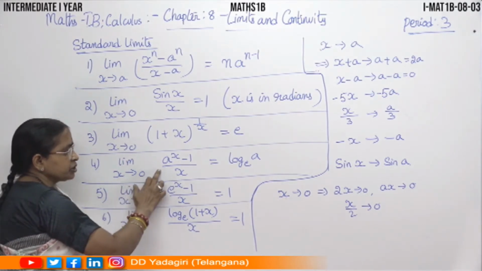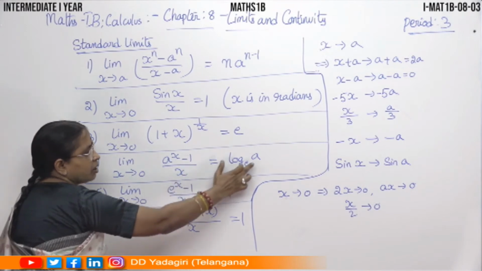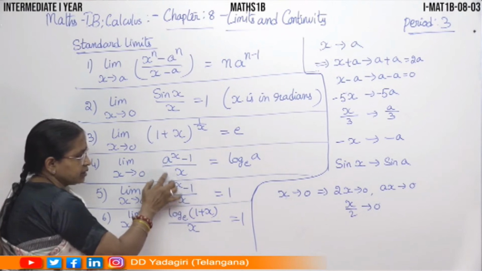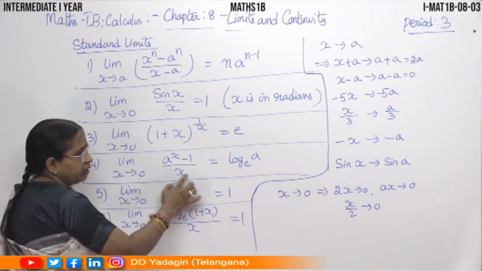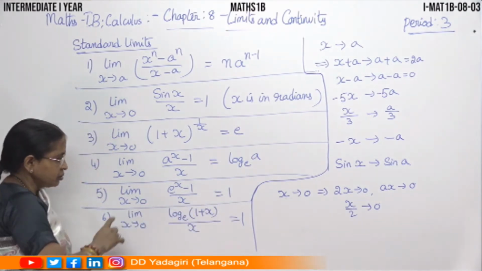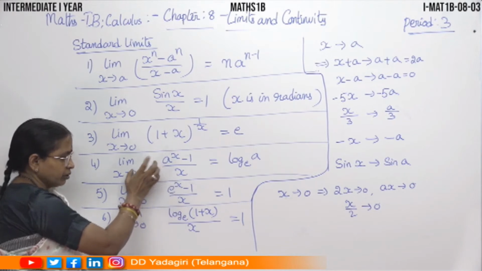Now this is the most general one. a power x minus 1 by x is log a to base e. If it is e here, in the place of a, if you put e, this becomes log e to base e, which is equal to 1. So this is just a particular case of this formula only.